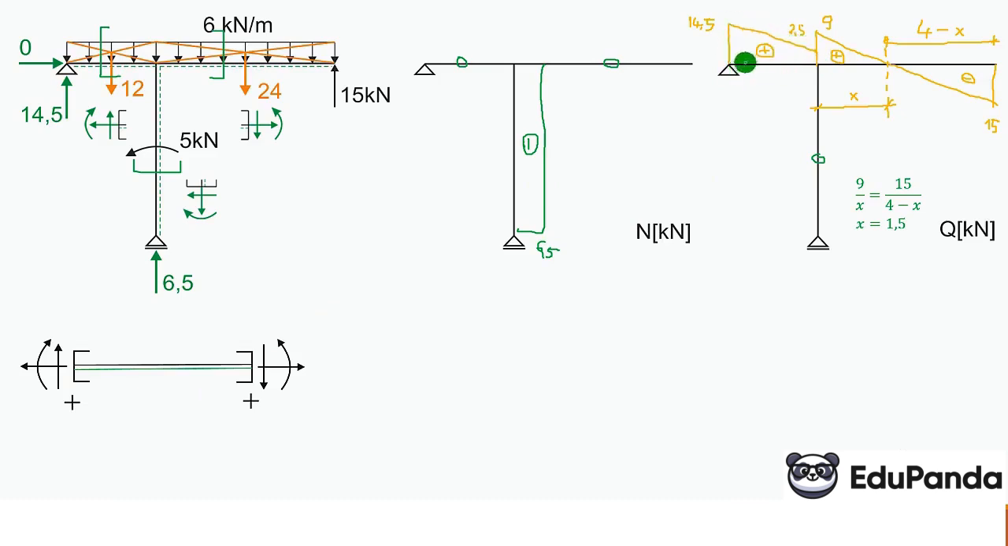diagram. The area of this trapezoid here is a plus b times h divided by 2, which is 17. The area of this triangle is 9 times 1/2 times 1.5, which is 6.75. And the area of this triangle is 1/2 times 15 times 2.5, which is 18.75. Okay, so now I think we have everything we need to draw the moment diagram.